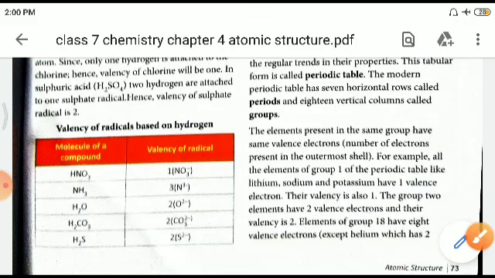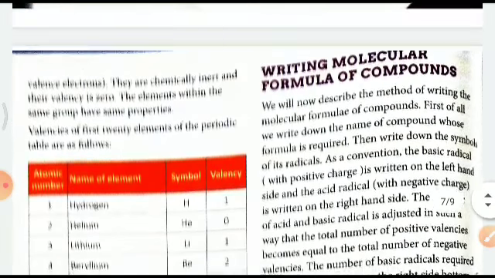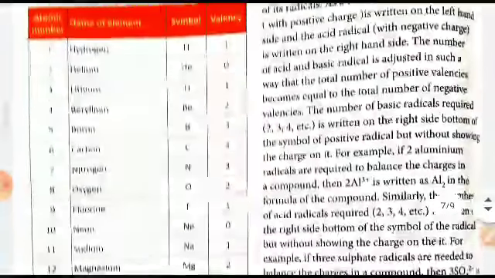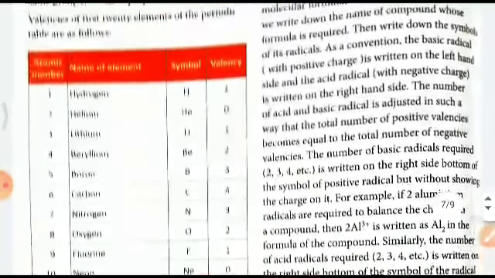The elements present in the same group have the same valence electrons, the number of electrons present in the outermost shell. For example, for each element of group 1, the valency is 1. In group 2, the valency is 2, and so on and so forth. Group 18 has 8 electrons in the outermost orbit except helium, which has 2 valence electrons, and they are chemically inert. They don't participate in any reaction. Now the valencies of the first 20 elements of the periodic table are written here, which you can memorize. You can have a look and memorize them.